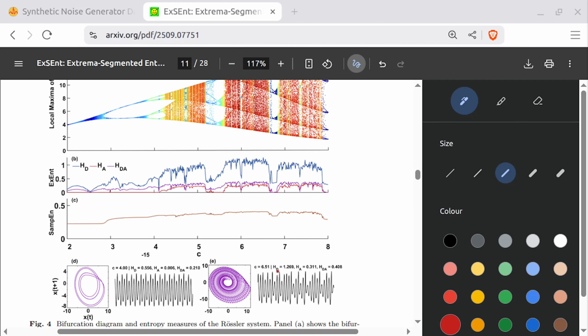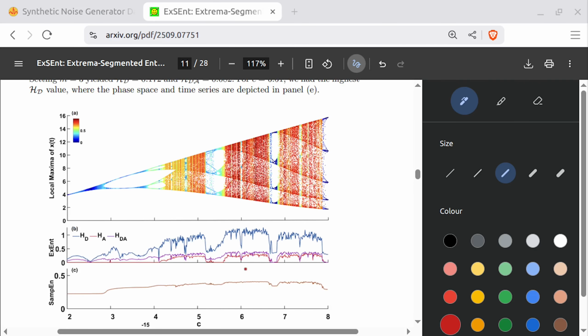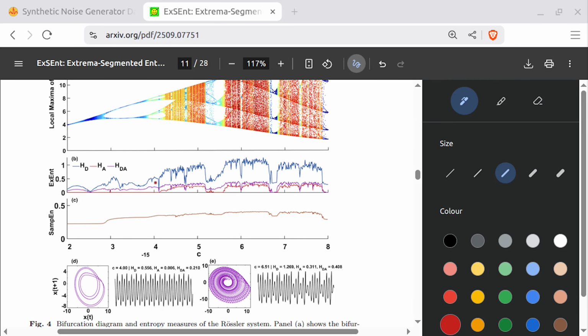This is called chaos. The middle and bottom parts, panels B and C, are like different ways of measuring how messy or complex the pattern is at each knob setting. ExSEnt and SampEn are just fancy names for these messiness measures. They show us how these complexity measurements change as the pattern goes from simple to chaotic. So the whole figure tells us how a simple machine can create very different and complex behaviors just by turning one knob.